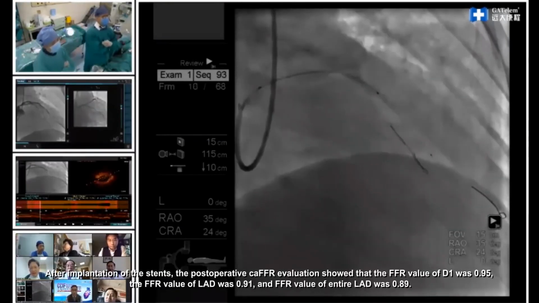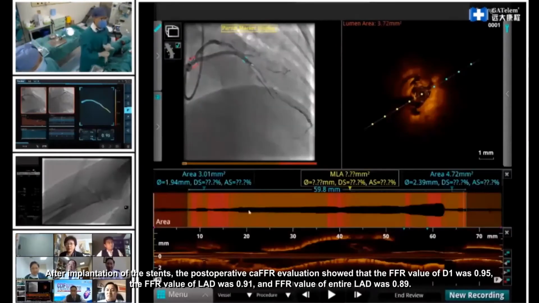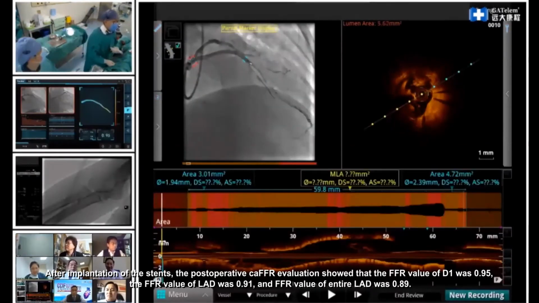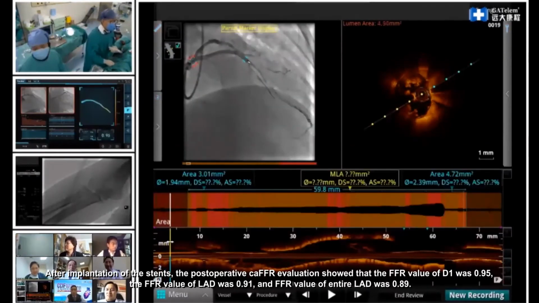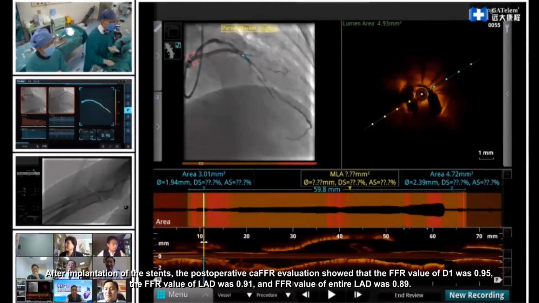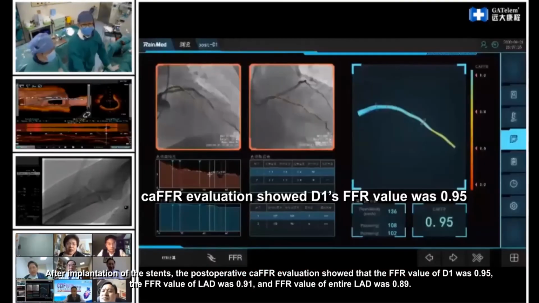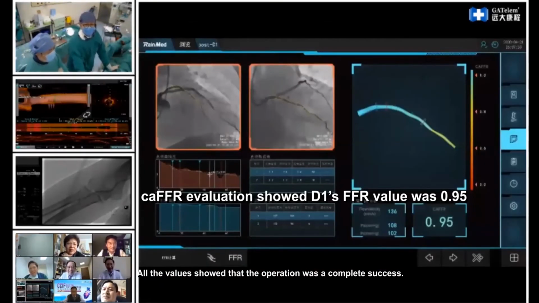After implantation of the stents, the postoperative caFFR evaluation showed that the FFR value of D1 was 0.95, the FFR value of LAD was 0.91, and the FFR value of the entire LAD was 0.89. All the values showed that the operation was a complete success.